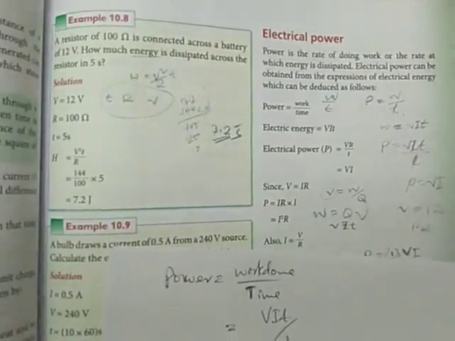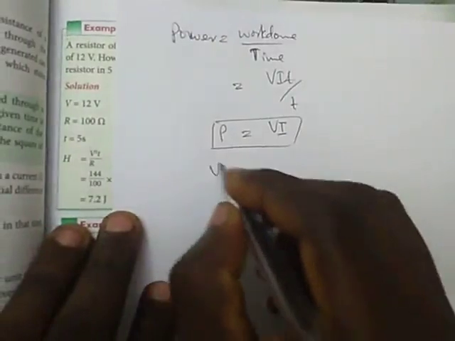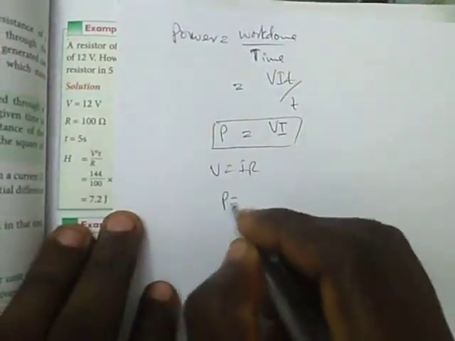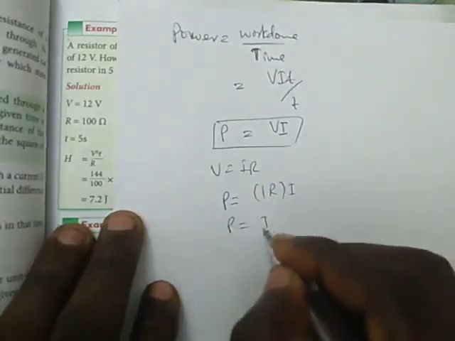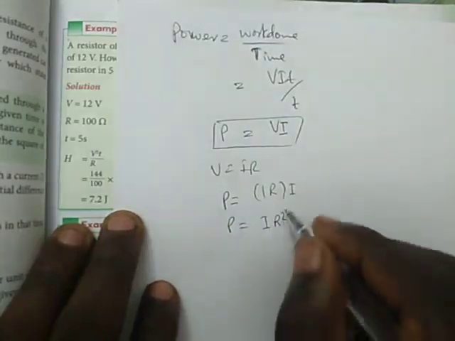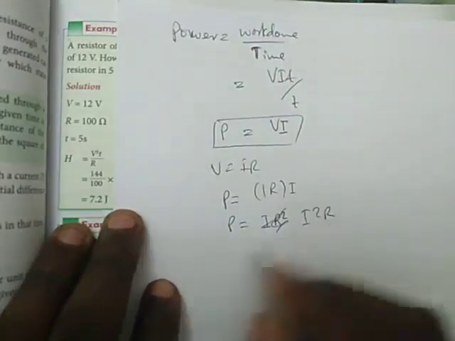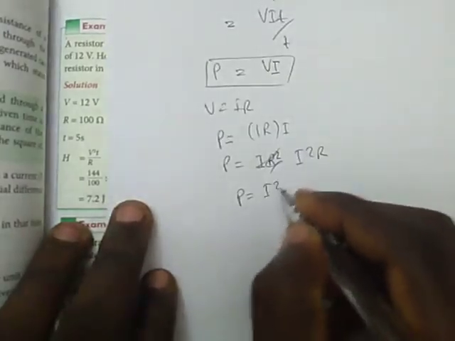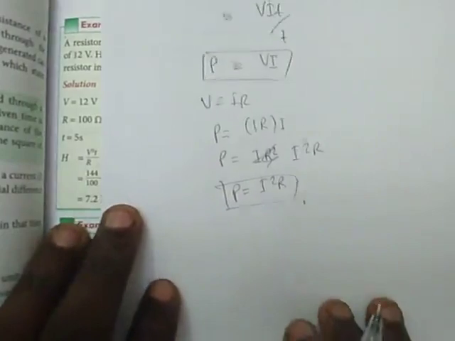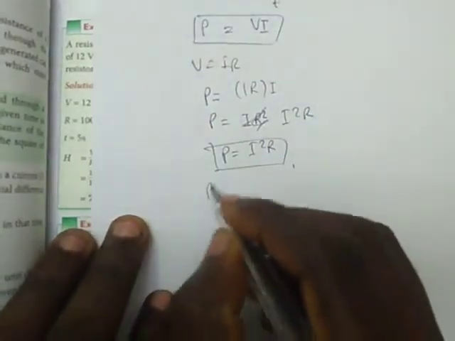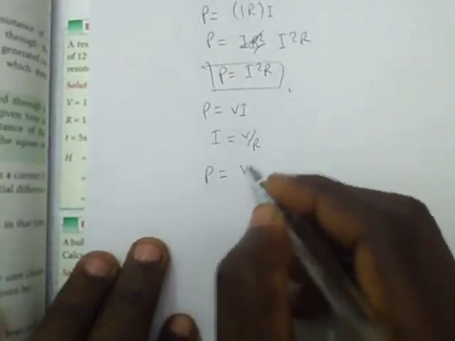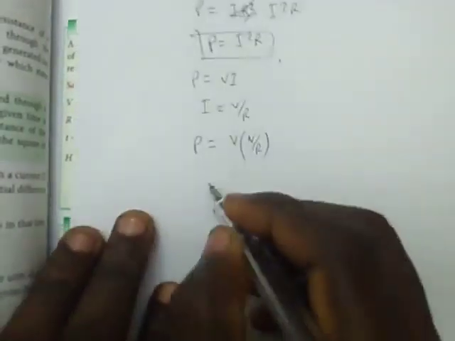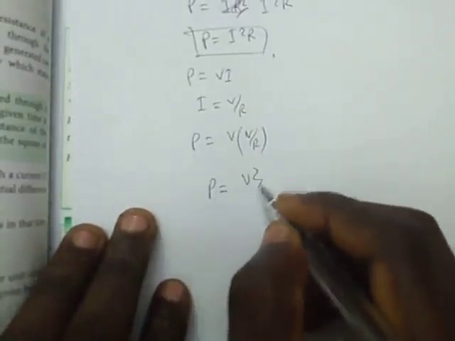Unaona? Kwa hiyo kwa mfano sasa pia tunafahamu V is equal to IR. That is to say power is equal to IR times I, yani power is equal to I square R. Hii ni equation pia ya power. Lakini mwingine angeweza kusema from power is equal to VI, tunafahamu kuwa I is equal to V divided by R from Ohm's law. So power itakuwa sawa na V times V divided by R. That is to say power is equal to V square over R.